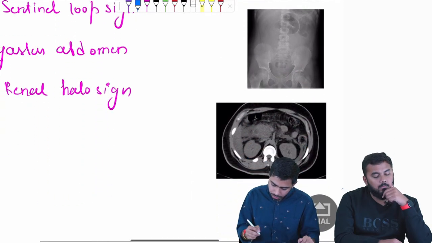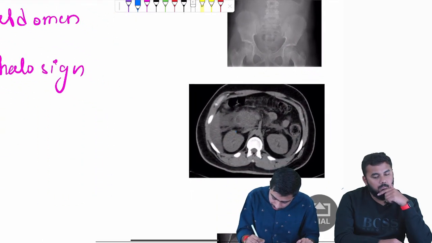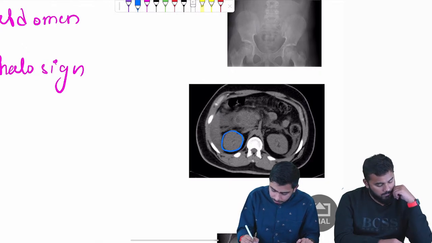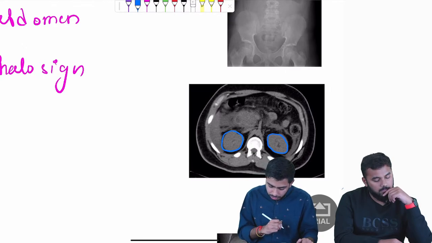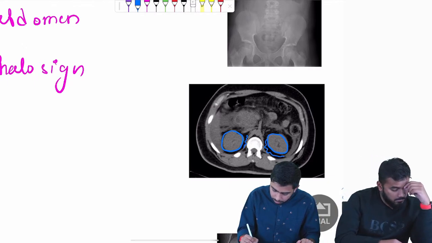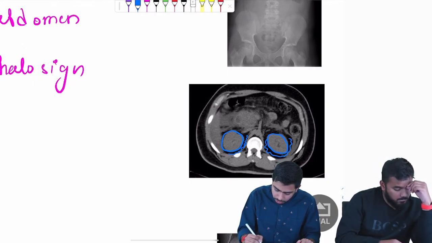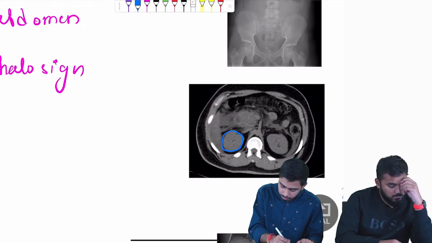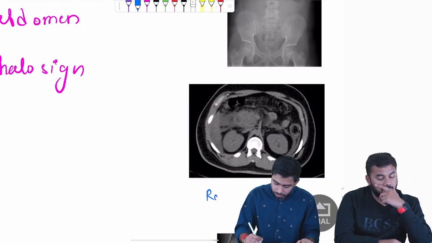Then the next thing over here, what is this sign? You can see that these are the kidneys, guys. This is the CT scan image. This is the kidney, and around the kidney you are seeing black color. So this is called the renal halo sign.